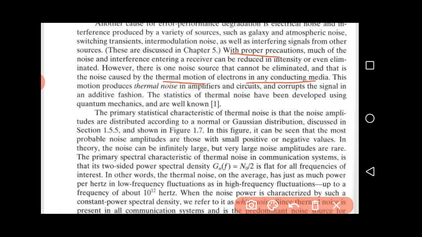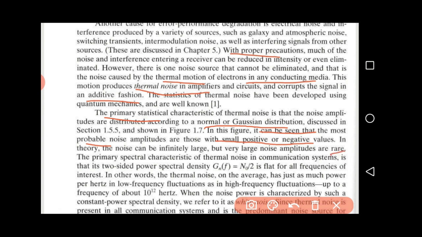This motion produces thermal noise in amplifiers and circuits and corrupts the signal in an additive fashion. The primary statistical characteristic of thermal noise is that the noise amplitudes are distributed according to a normal or Gaussian distribution, which we have discussed in my earlier video. It can be seen that the most probable noise amplitudes are those with small positive or negative values. In theory, the noise can be infinitely large, but very large noise amplitudes are rare.